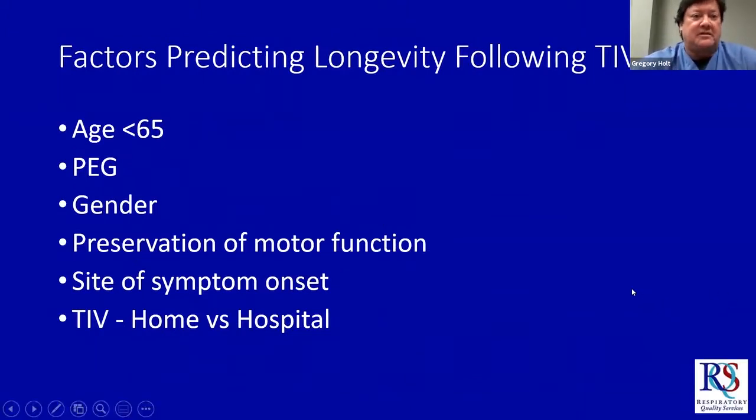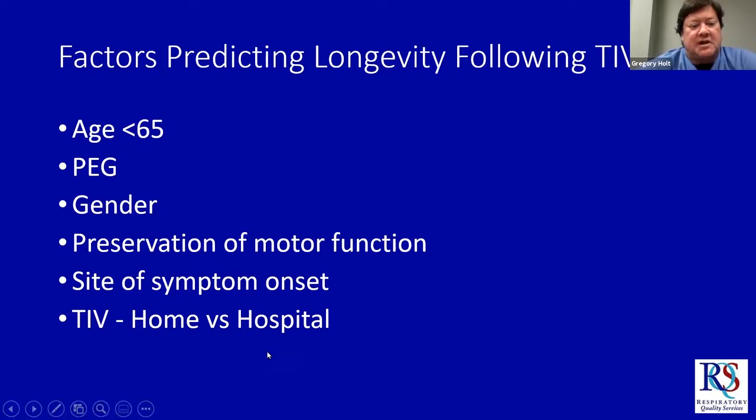Some of the things that predict longevity after tracheostomy and invasive ventilation: younger age, having a PEG tube in place for enteral nutrition, nutritional support, gender, sometimes the males. Preservation of motor function is still a big issue. If you have some motor function, it's not such a problem to decide on tracheostomy. The site of the symptom onset: is it arms, legs? Is it bulbar onset? And try to figure out what could be some of the issues that are happening to help people decide whether or not you want to go with a tracheostomy.